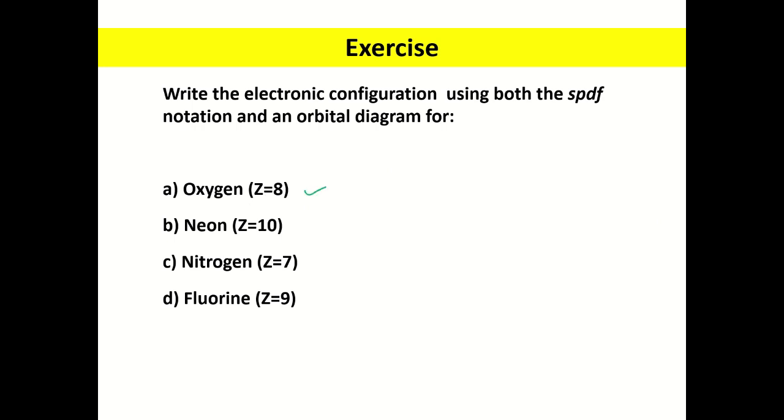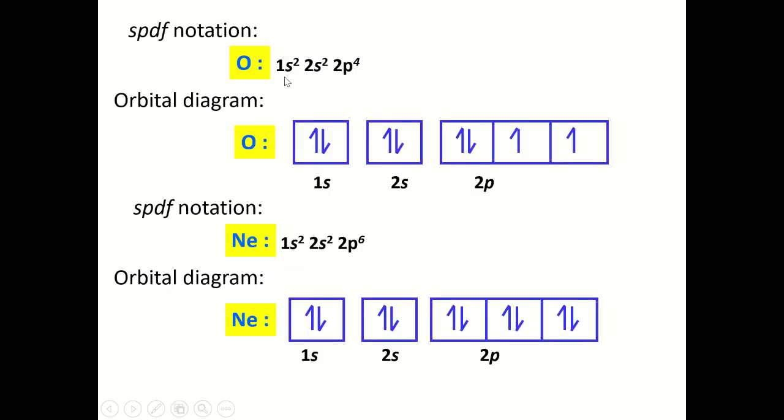So for oxygen we have done it, and then for neon, nitrogen, and also for fluorine. So this is the answer. First, since oxygen has 8 electrons, those electrons are going to be filled into 1s2, 2s2, 2p4. So you can count the number of electrons, 2 plus 2 plus 4. So there are 8 electrons, right? So this is the orbital diagram. Okay, you don't have to draw boxes, just draw lines as we did before.